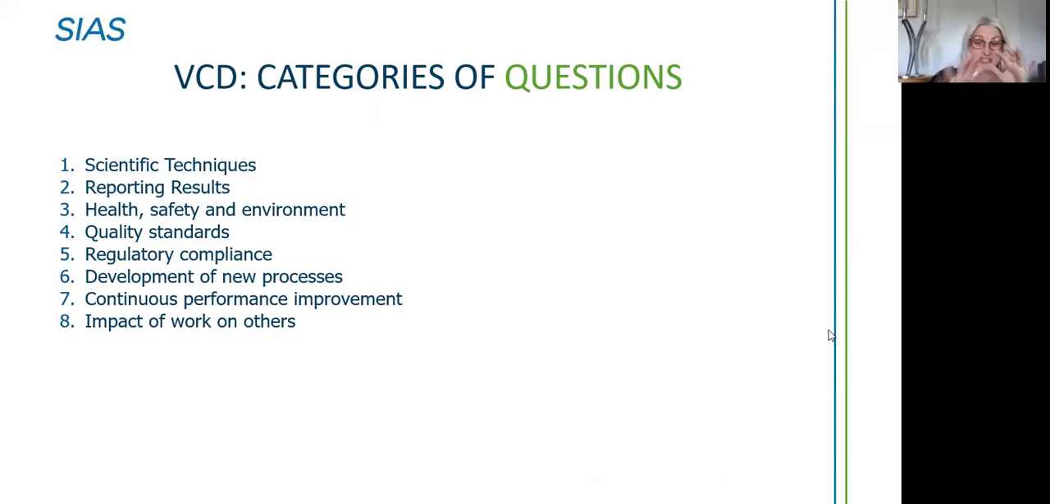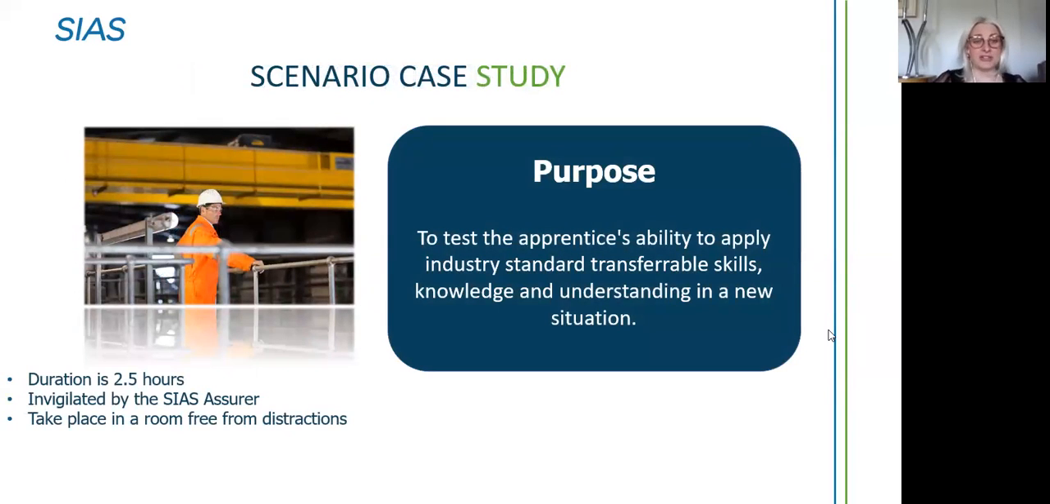Once this section is over for your apprentice, once they've done the VCD, that is the first day of assessment over for your apprentice. They still have, however, the case study to do. We don't do it all in one day. We do it over the course of about a day and a half. So we've then got the scenario-based case study to go through.